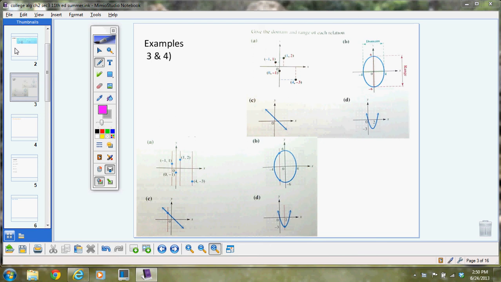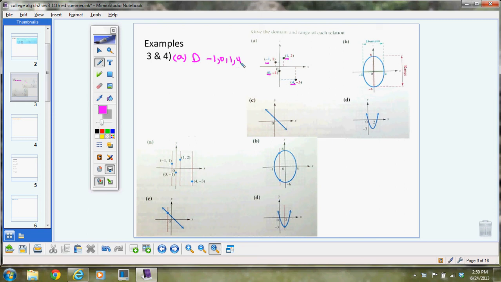Let's look at example 3 and 4. On example 3, they ask you to identify the domain and the range. Now the domain on part A is your x values that I'm underlining in pink. So for part A, my domain is my x's, which is -1, 0, 1, and 4. That would be my domain.